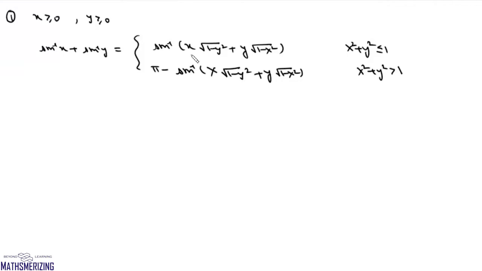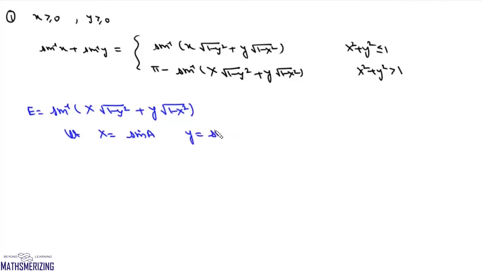Now when I look at this x into under root 1 minus y square plus y into under root 1 minus x square, it reminds me of sine A cos B and cos A sine B. So what we'll do is we'll try and simplify this expression, which is sine inverse of x under root 1 minus y square plus y under root 1 minus x square. Now what we'll do is we'll let x as sine A and y as sine B.